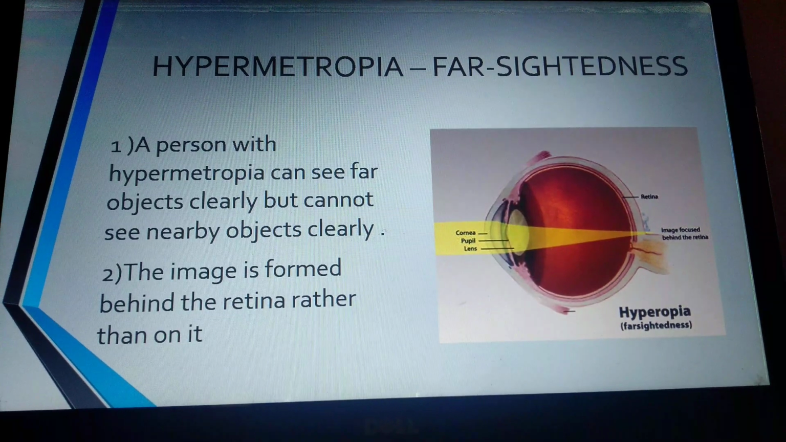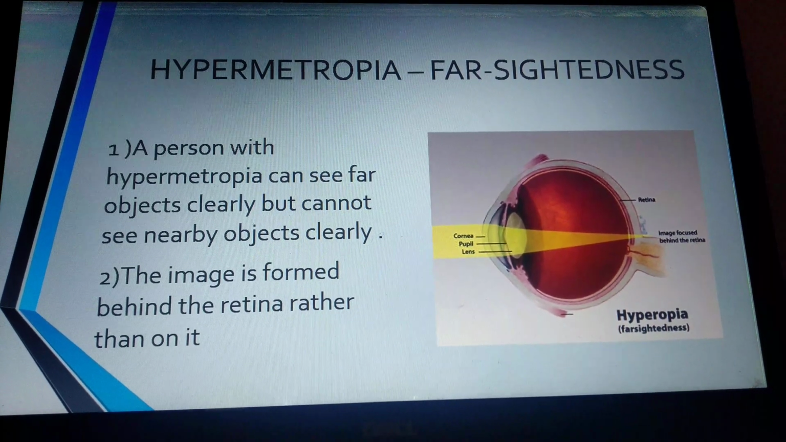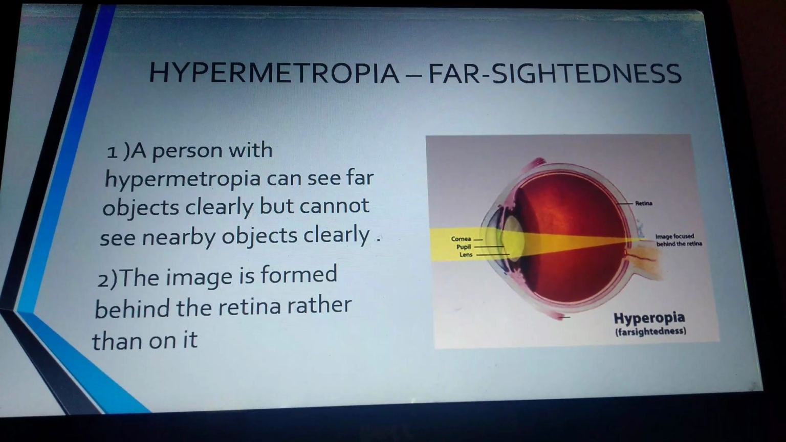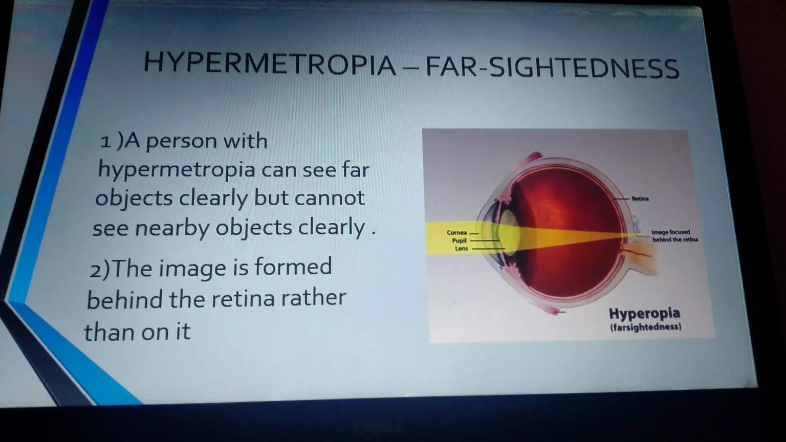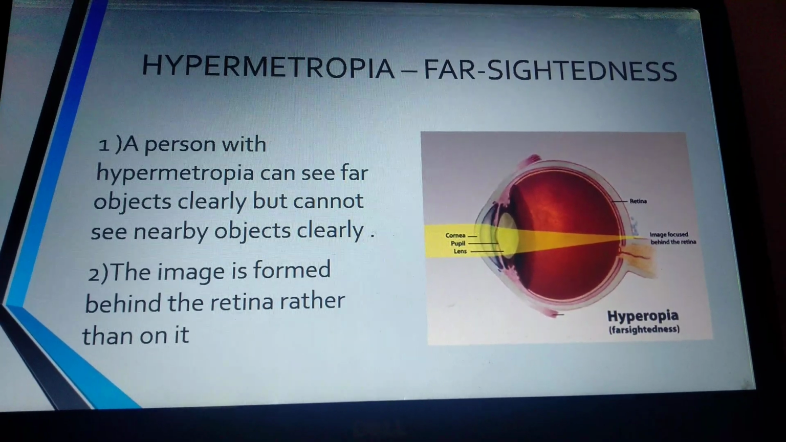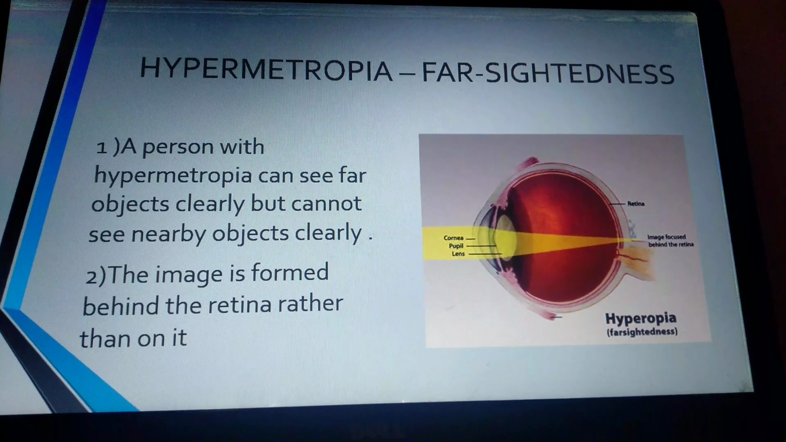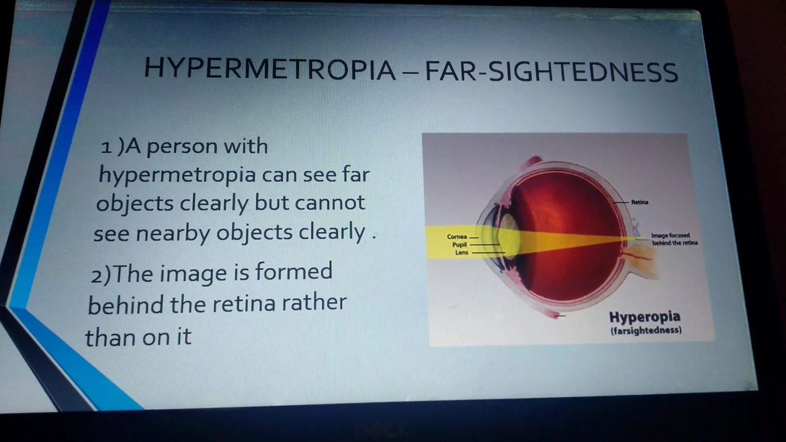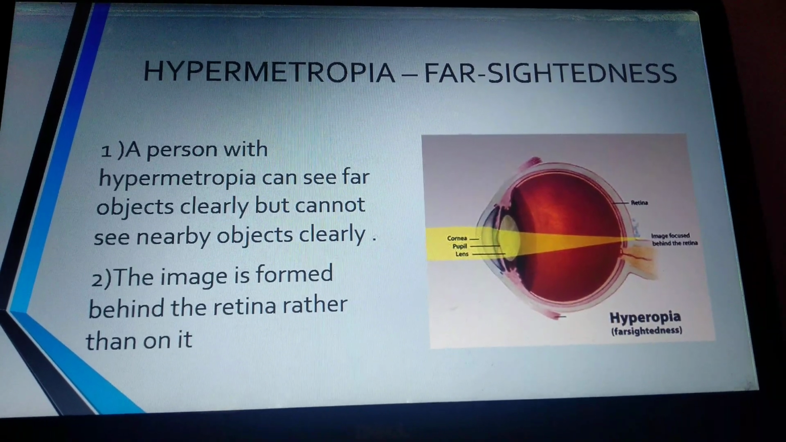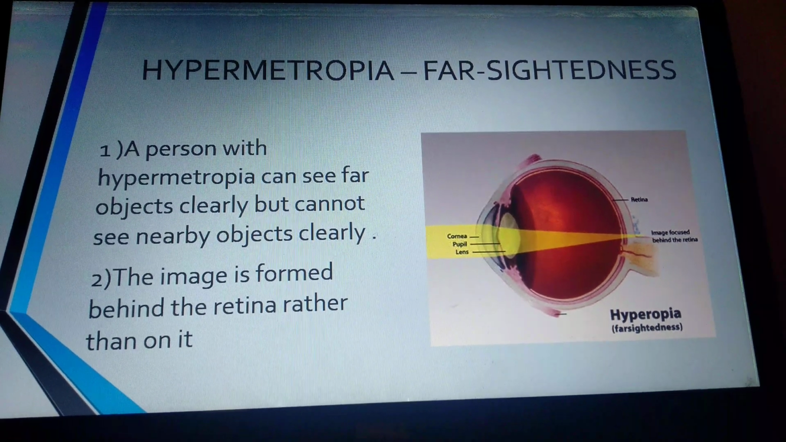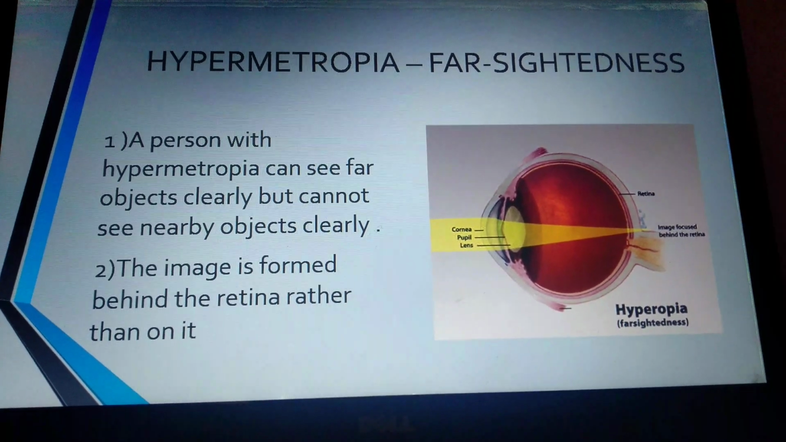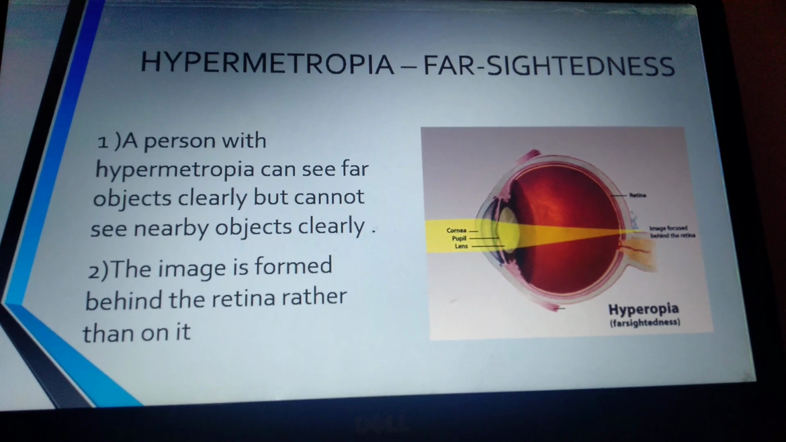It is for that reason that they get this problem of hypermetropia. Now, where is the image being formed then? In case of myopia, the image is formed in front of the retina rather than on it. Where will the image be formed in case of hypermetropia? The image will be formed behind the retina, rather than on it.